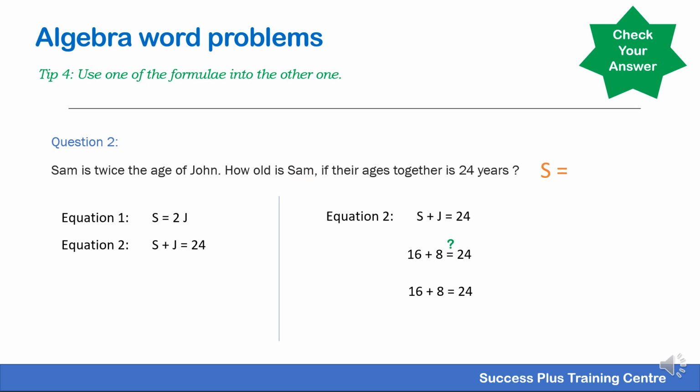Now it's very important that you check the answer you have is sensible and correct. When we say that Sam is 16 years old and John is 8 years old, I'm going to use the second equation to check if the answer is correct. 16 plus 8, does that equal 24? Yes, it does. So my answer is sensible and correct.